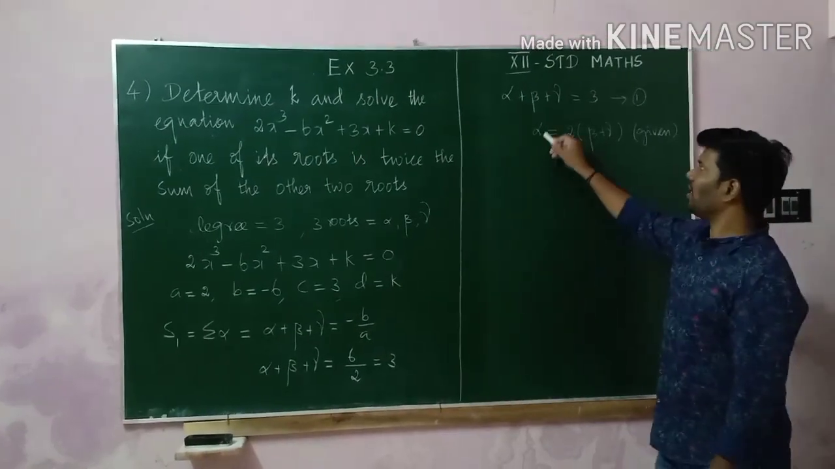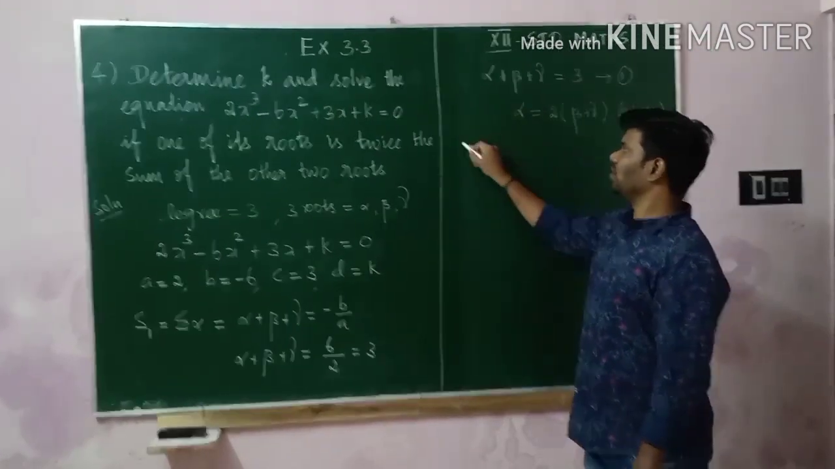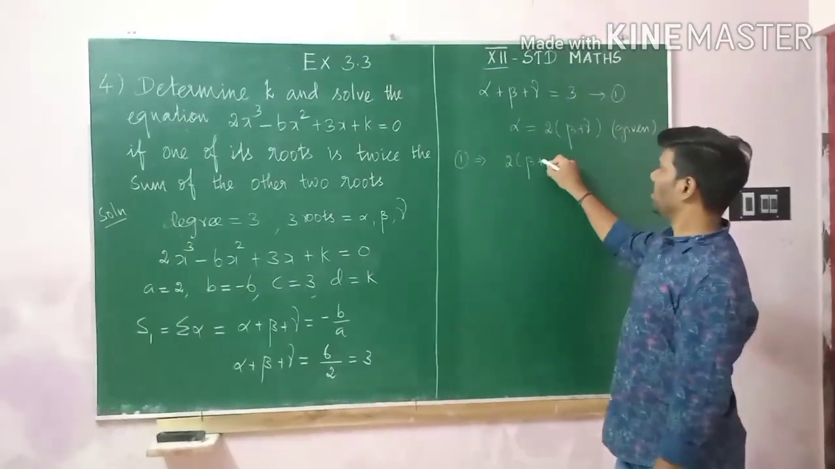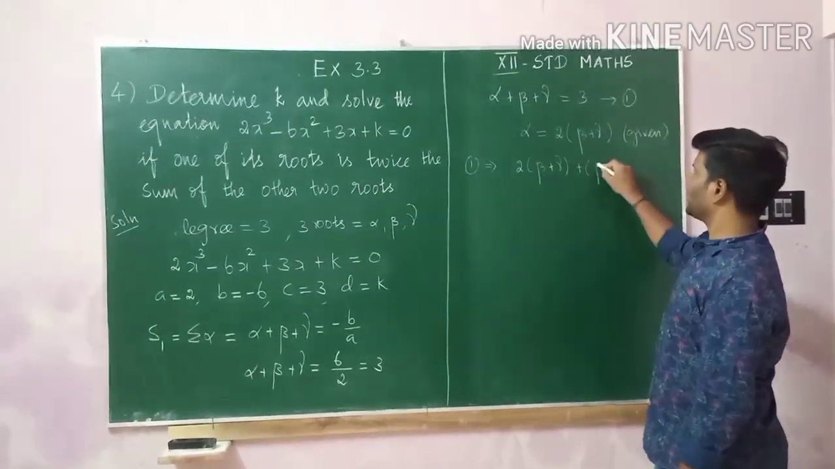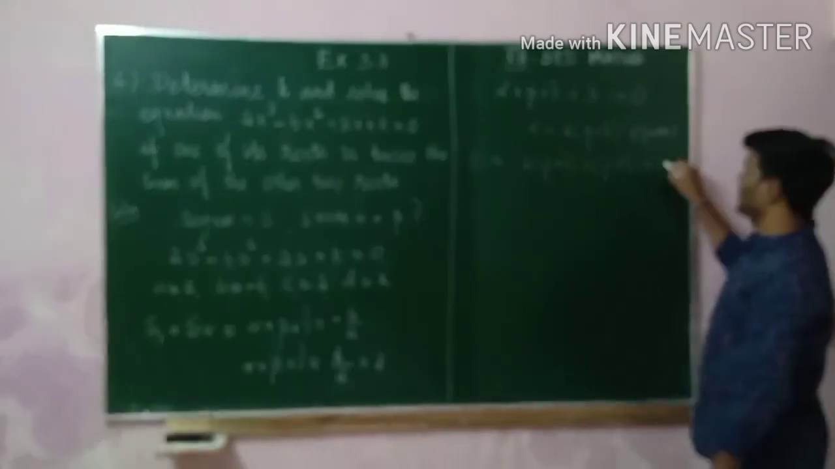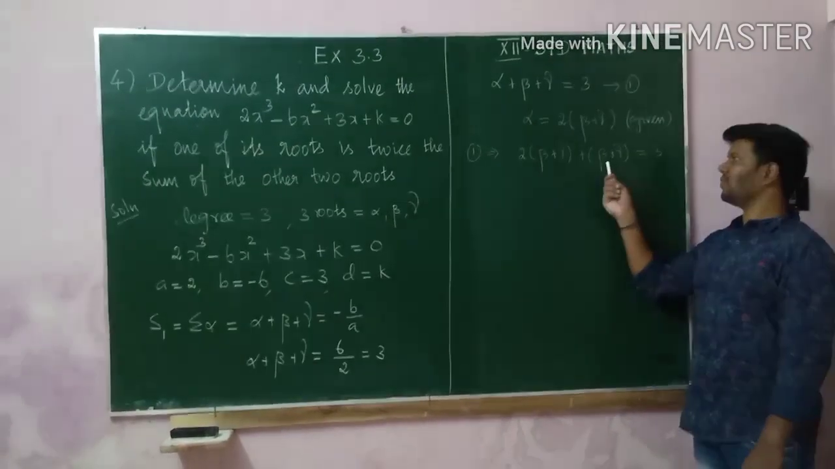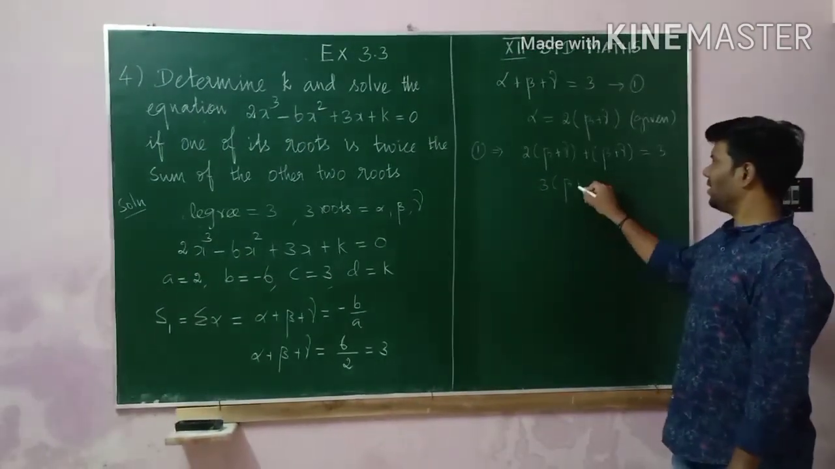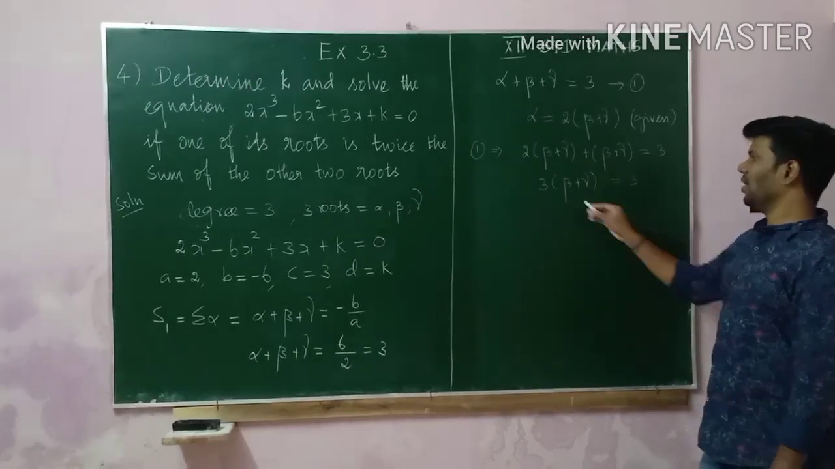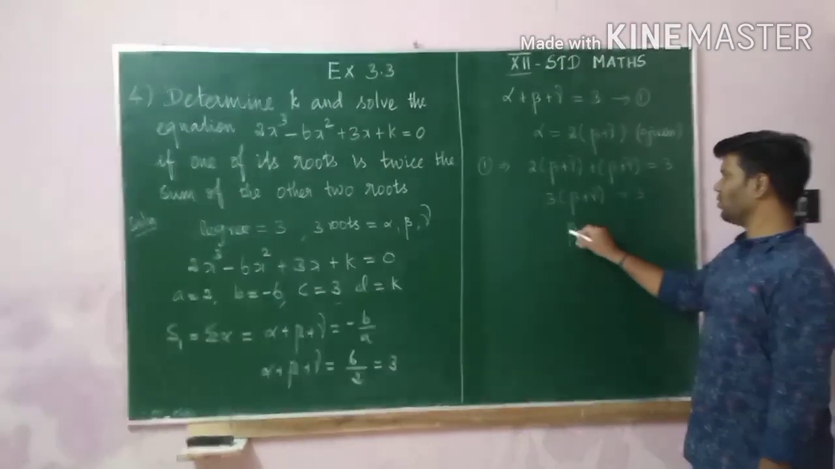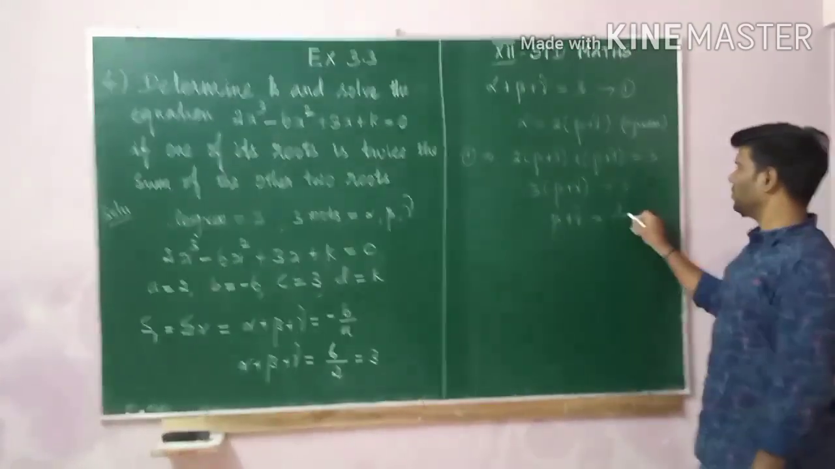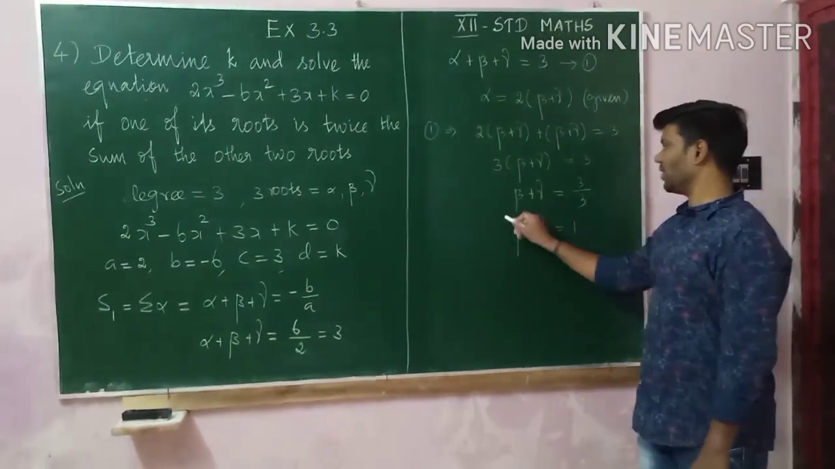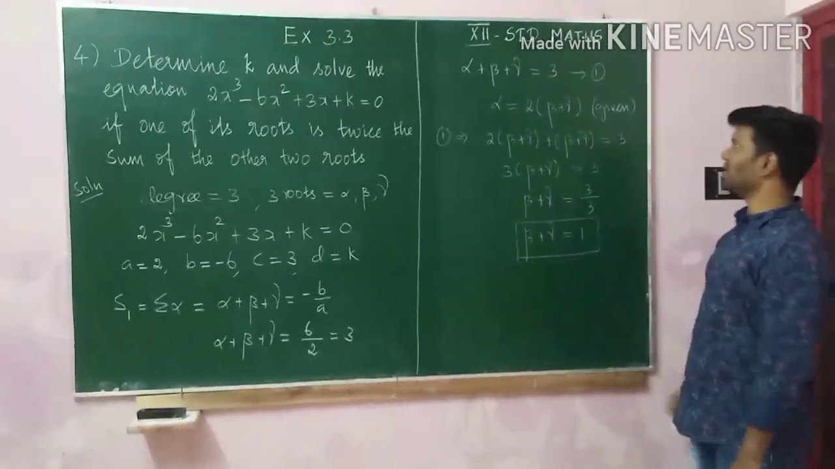So substitute the value of alpha in the first equation. We get 2 times of beta plus gamma plus beta plus gamma is equal to 3. So 2 times of beta plus gamma plus 1 times of beta plus gamma is 3 times of beta plus gamma, equal to 3. Dividing by 3, beta plus gamma is equal to 3 by 3. So beta plus gamma is equal to 1.